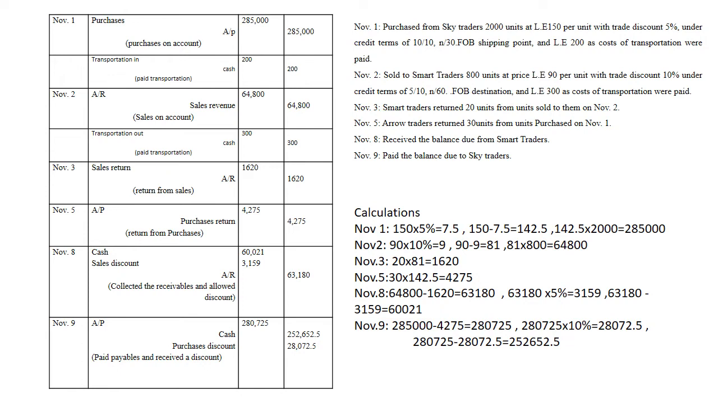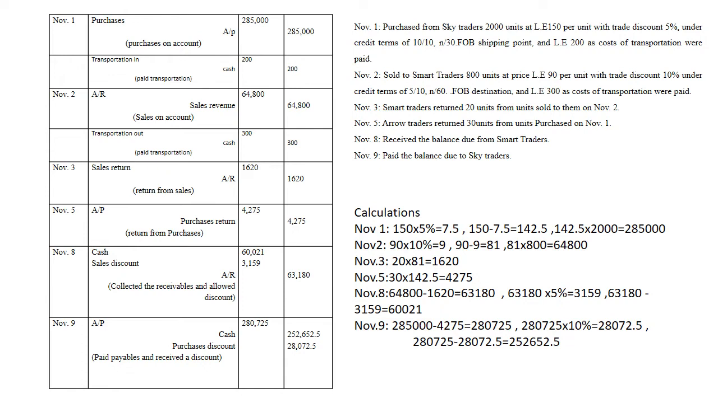What if it wasn't free on board shipping point? If it was free on board destination? In this case, I'm not going to record a journal entry because I am required to record the journal entries for Arrow Trader. And Arrow Trader here is a purchasing trader. He is the buyer. So he pays for transportation only as a buyer when it's free on board shipping point. If it's free on board destination, then the seller is the one who's going to record the transportation, not the buyer. And I'm required here to prepare the journal entries for the buyer, not the seller. So I only record the transportation transaction for the buyer if it's free on board shipping point.